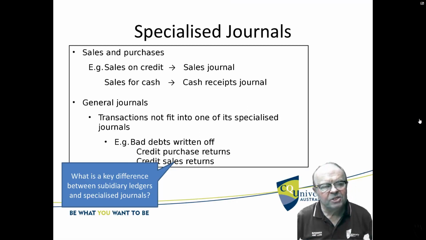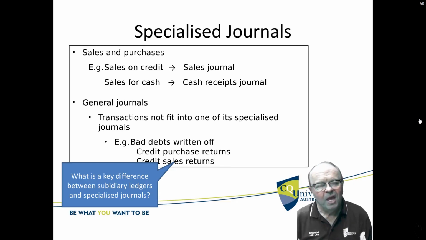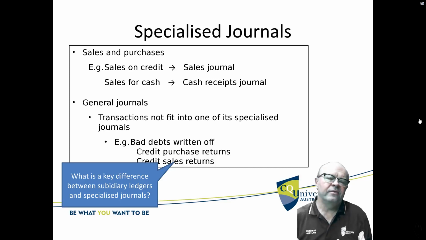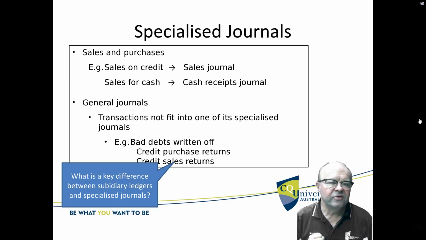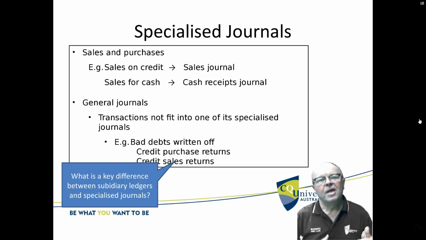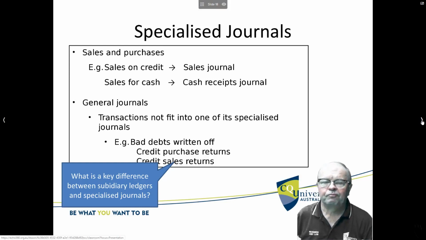There's a key difference between specialised journals and the subsidiary ledgers we saw before. When we looked at subsidiary ledgers, such as with accounts receivable, they were in addition to the general journal, so they provided supplementary information in more detail. With specialised journals, the only journal entries are in the specialised journals. There are no general journal entries for those items. So specialised journals replace general journal entries, whereas subsidiary ledgers don't replace the control account in the general ledger.